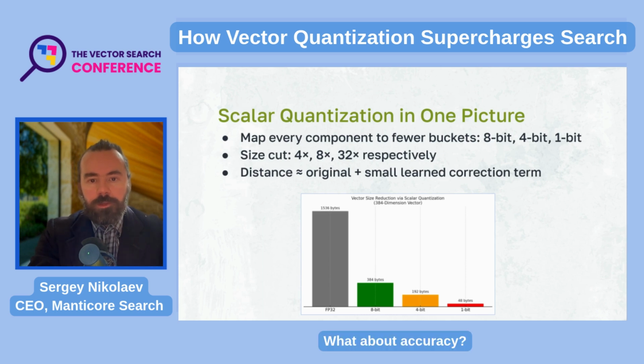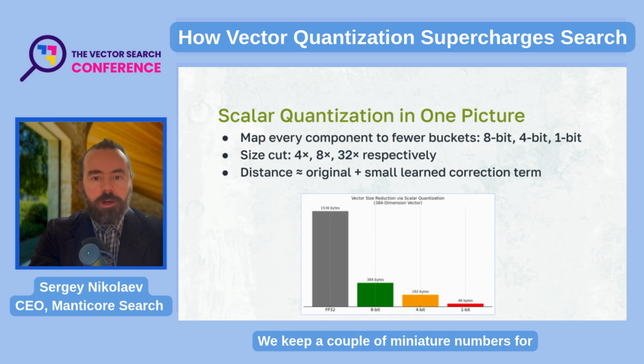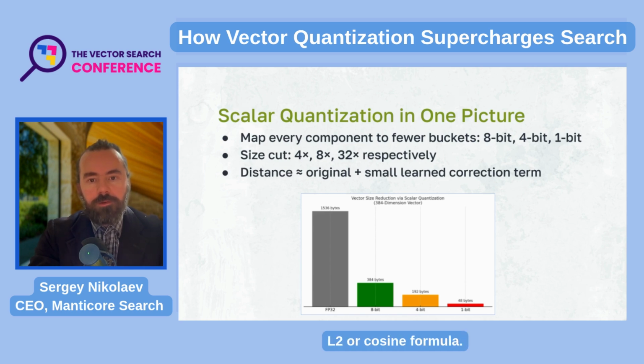What about accuracy? We keep a couple of miniature numbers for each bucket, a scale and an offset. During search, we look them up and slip them back into the L2 or cosine formula. That patch puts the distance almost back where it would have been with full floats. We'll talk about it in detail shortly.